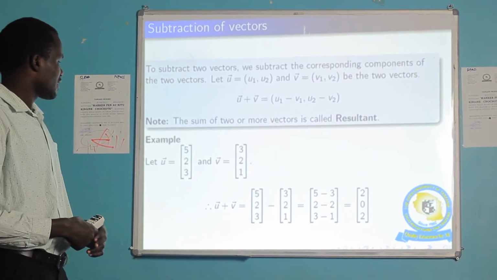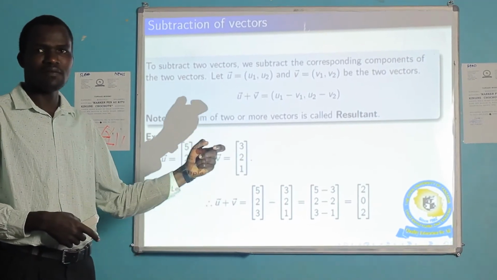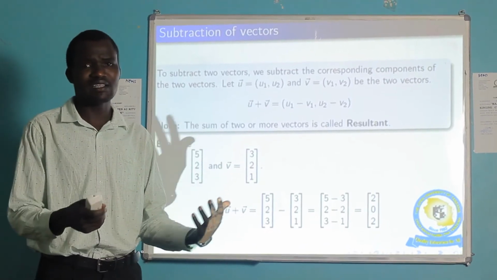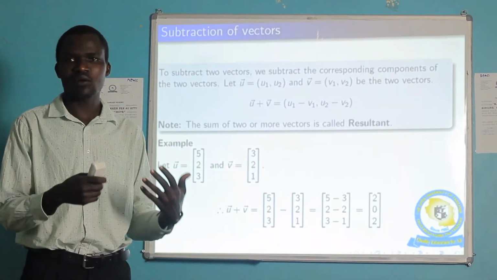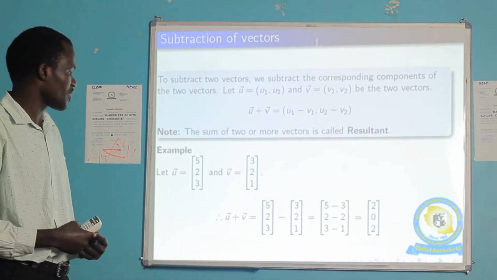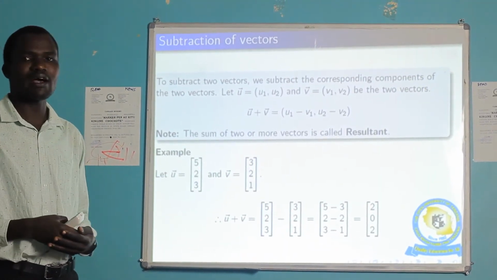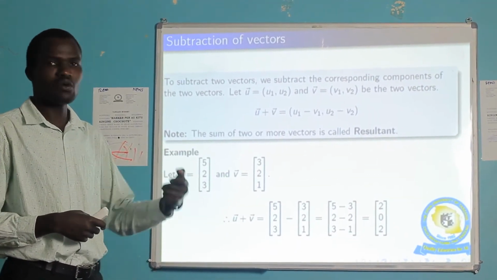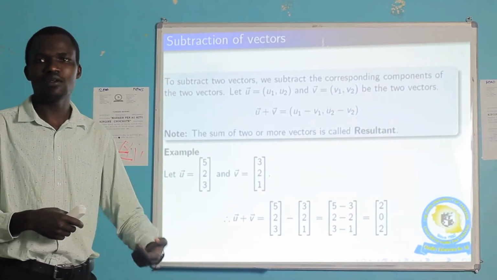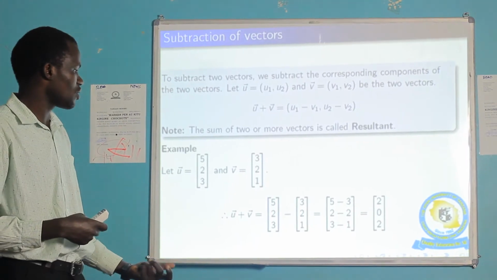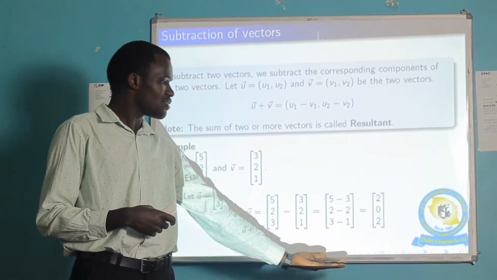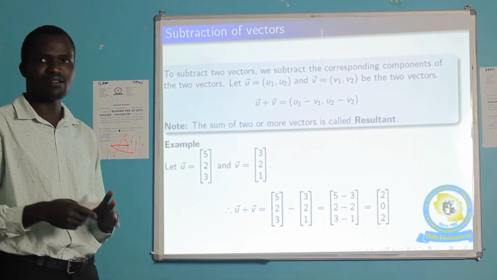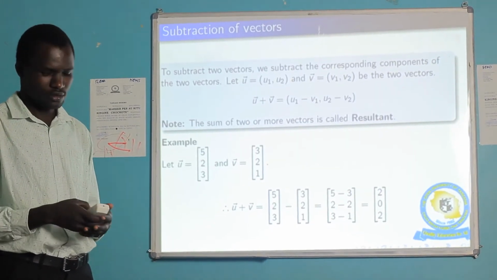So let's say we have vector U and vector V. We want to subtract these two vectors. It's just subtracting the corresponding components of the two vectors. For example, these two vectors are both in 3 dimensions. It's just subtracting the first corresponding components of the vectors, the second corresponding components, and the third corresponding components. Simply like this, and then we get the resultant vector, which has 3 entries: 2, 0, and 2.